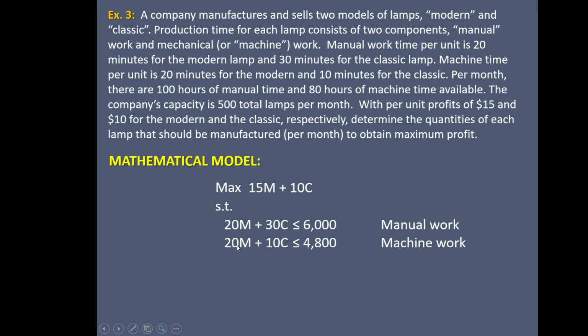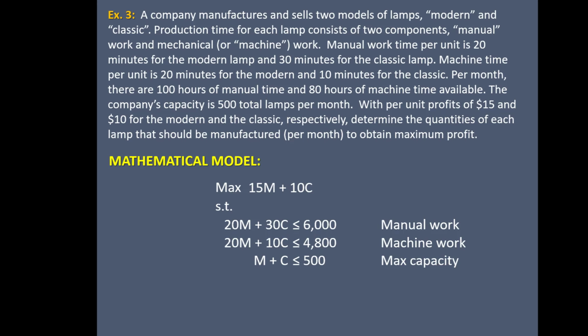So this could have just as likely been 1/3 m plus 1/6 c is less than or equal to 80. And then we have one final constraint that deals with capacity. The maximum that this company can make is 500 lamps per month. So the total number of lamps in M plus the total number of lamps in C has to be less than or equal to 500.